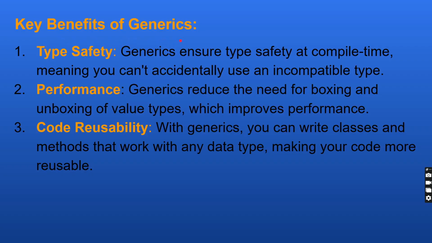Key benefits of generics. The first point is type safety. Generics ensure type safety at compile time, meaning you can't accidentally use an incompatible type. Performance. Generics reduce the need for boxing and unboxing of value types, which improves performance. Code reusability. With generics, you can write classes and methods that work with any data type, making your code more reusable.